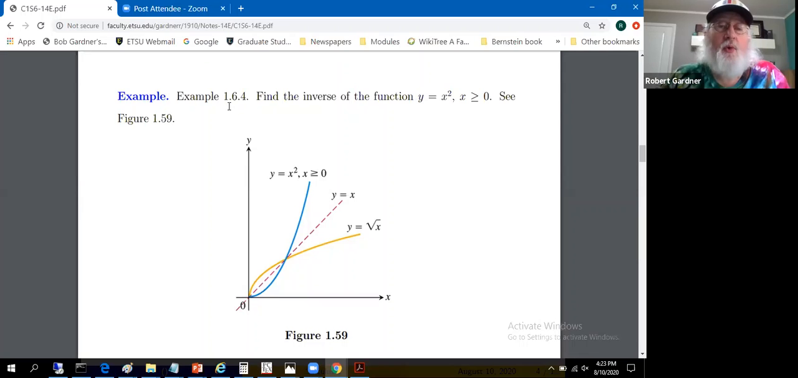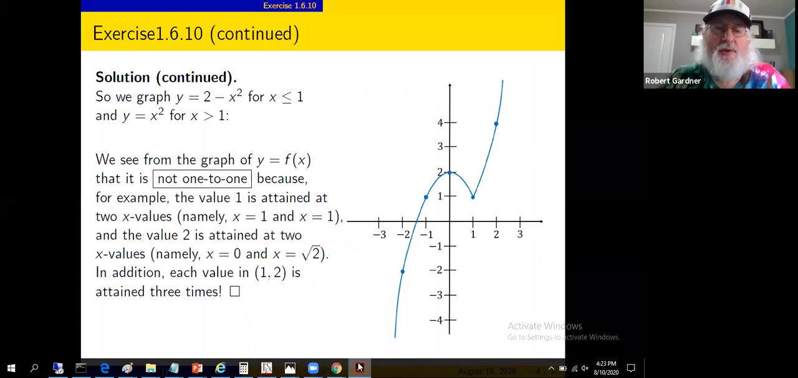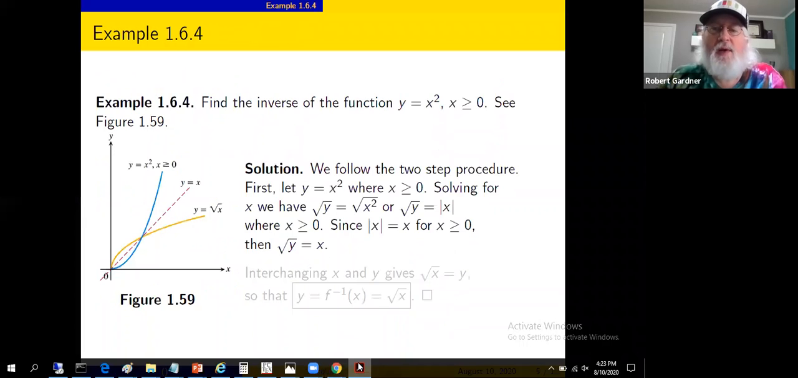And example 1.6.4 is to find that inverse. Of course, it's a square root function. Okay, so let's go through that and illustrate that two-step method while we're in the neighborhood. So we'll write y equals x squared. Remember, x is greater than or equal to 0. That's part of the definition of the function. We'll use it in the next line or two. Solve for x in terms of y.